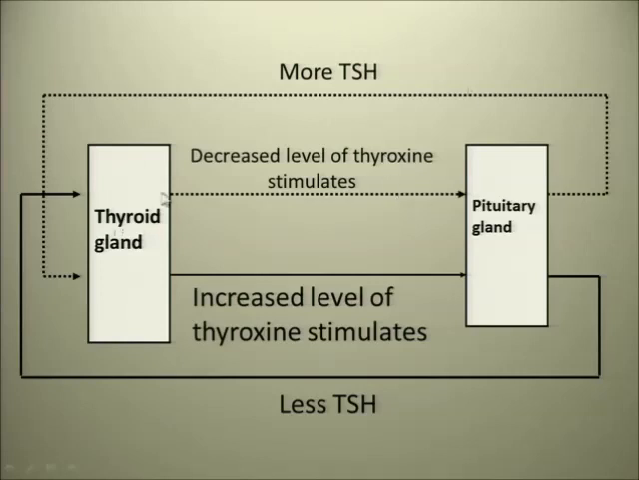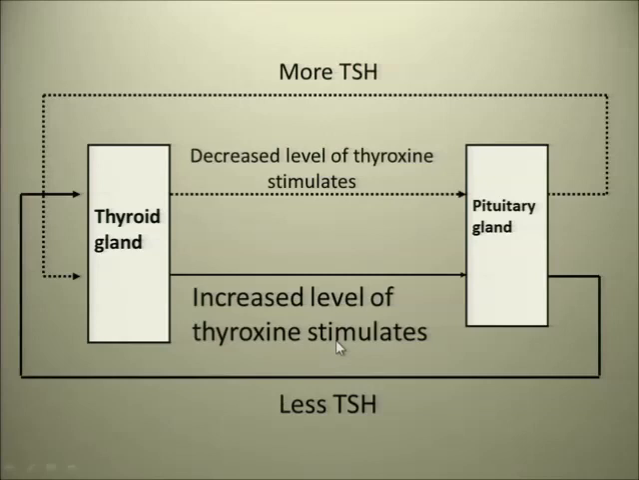So we have 2 glands. This one influences this one, and therefore it's negative feedback. Increased levels will decrease the levels, and decreased levels will increase more TSH. So the first negative feedback that they can ask you is between the pituitary gland and the thyroid gland. The more TSH the pituitary gland produces, the less the thyroid gland increases levels of thyroxine.